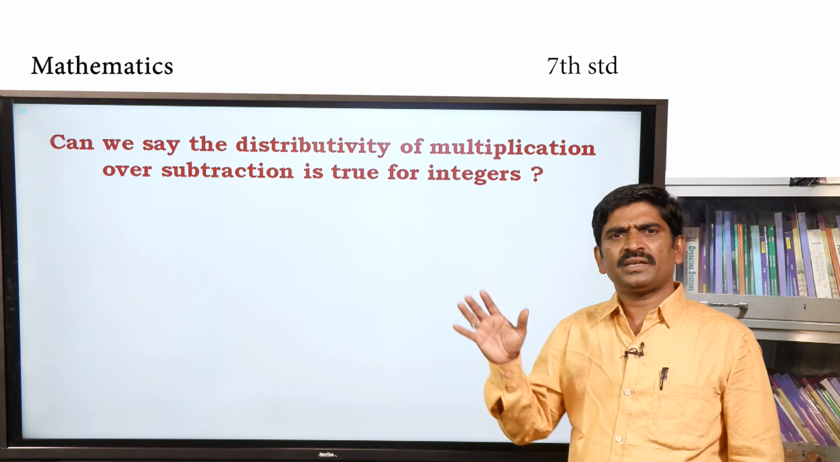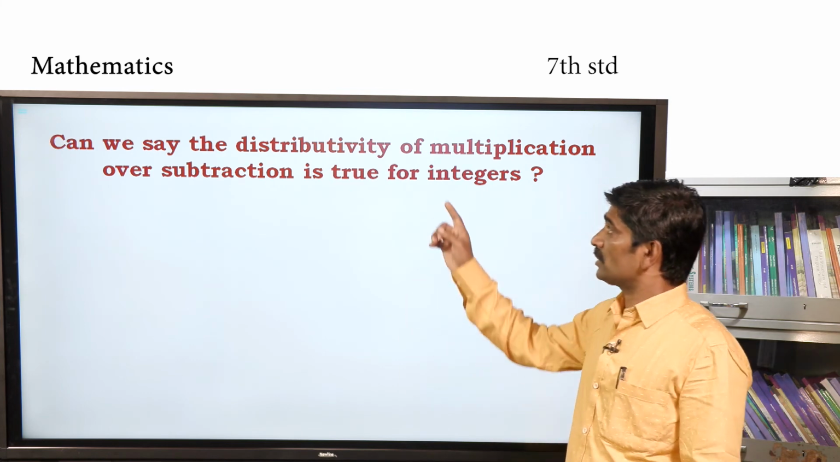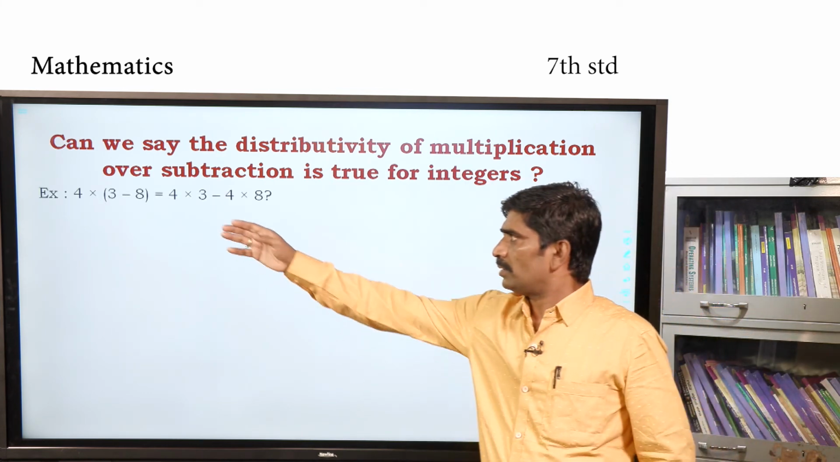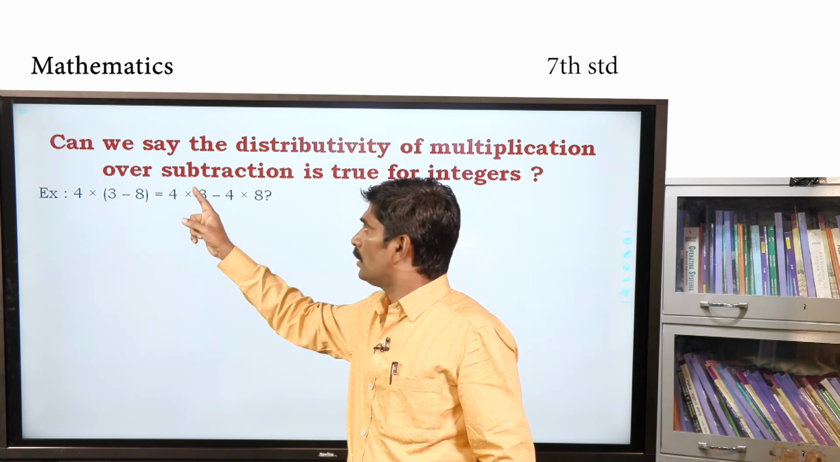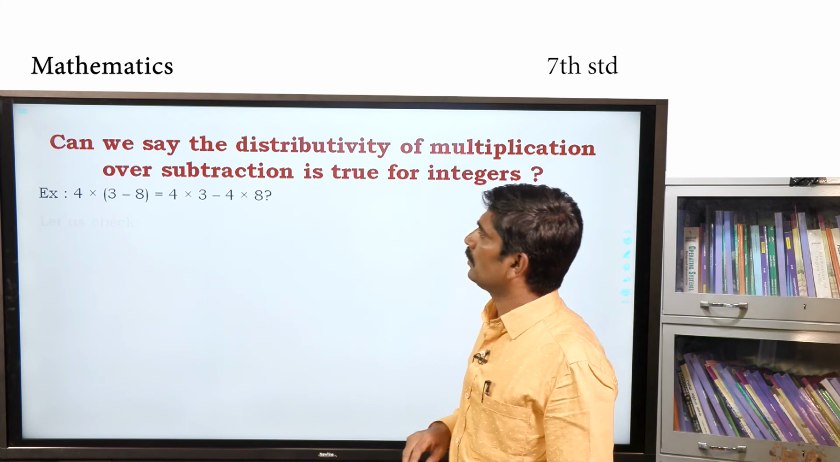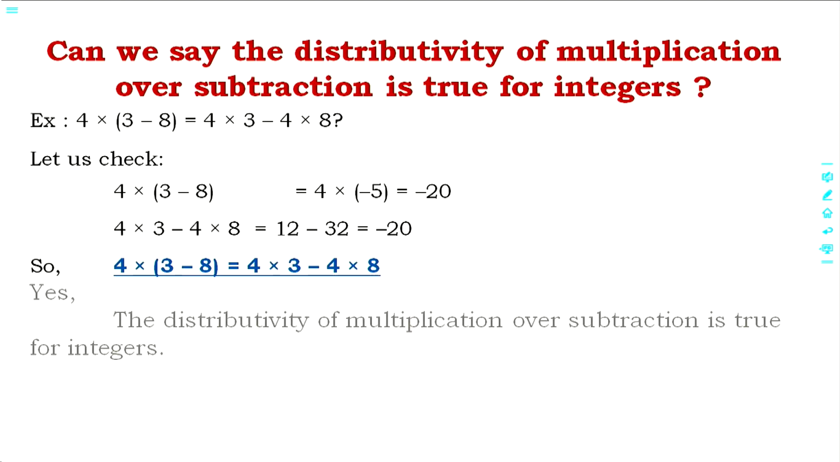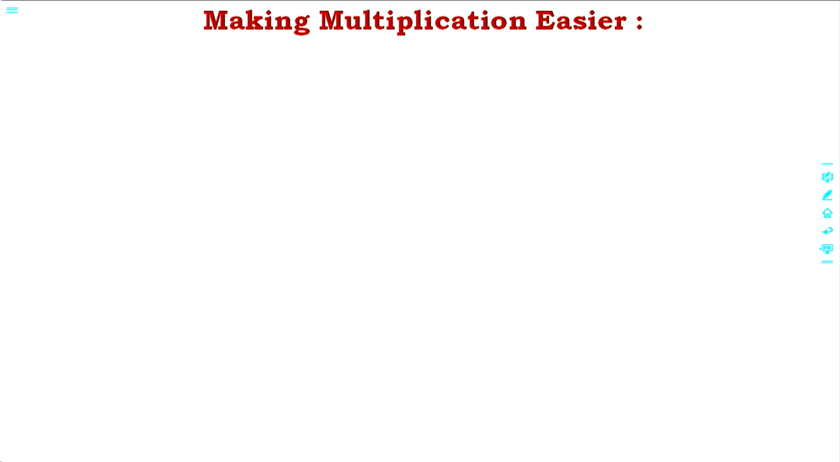Next, we can say distributivity of multiplication over subtraction is true for integers. We will check. Okay, for subtraction we will check it. One example, 4 into (3 minus 8), subtraction is here, is equal to 4 into 3 minus 4 into 8. The distributivity of multiplication over subtraction is true for integers. In general, for any three integers a, b and c, a into (b minus c) is equal to a into b minus a into c.